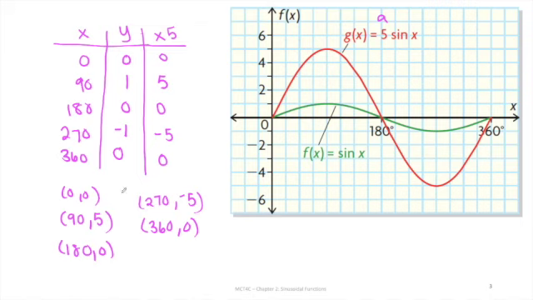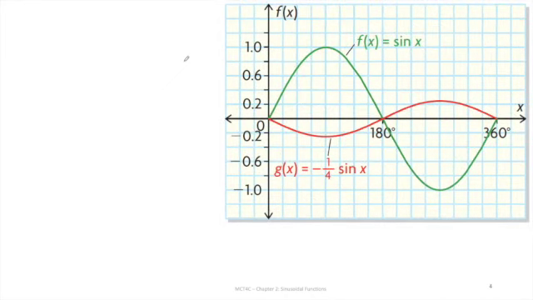Okay, and then you would plot those points. So 0, 0, you're going over to 90, up to 5, then 180, 0, over to 270, down to negative 5, and then 360, 0. And you would draw that graph, that red graph. Okay, so notice that it affects our vertical, affects our Y values. So you're going to multiply. If it was like a half, we would divide by 2 or multiply by a half. Okay, X's are going to be affected by horizontal, but I'll show you that on the next slide. Okay, sorry, I'm going to show you compression here.